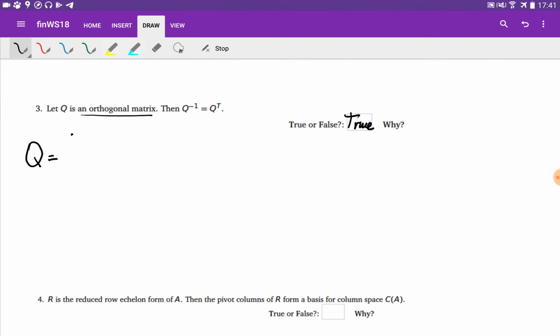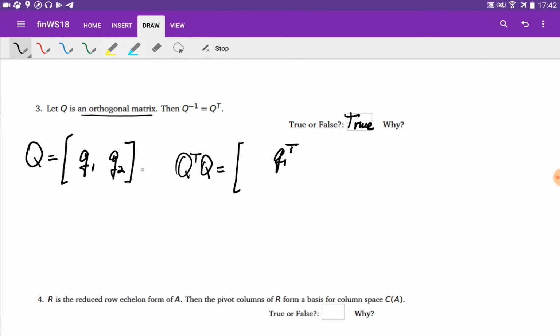Q is orthogonal for the 2 by 2 case means that the Q1 and Q2 are going to be orthonormal. Basically, if you multiply the Q1 to itself, it is going to be 1. If you multiply the Q1 to the Q2, it is going to be 0. So let's multiply the Q transpose to the Q. Transpose of this matrix is obtained by writing down the columns of this matrix as the rows. So it's going to be Q1 transposed, which is the first row, and Q2 transposed, which is the second row of the Q transposed.